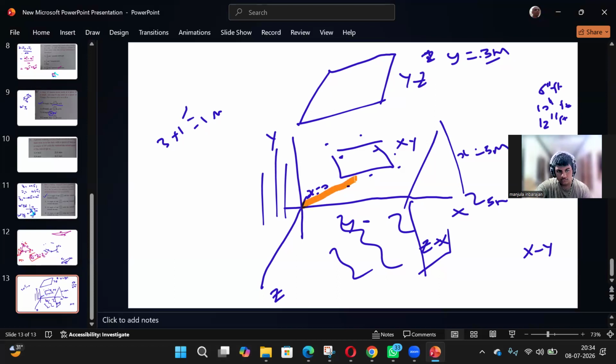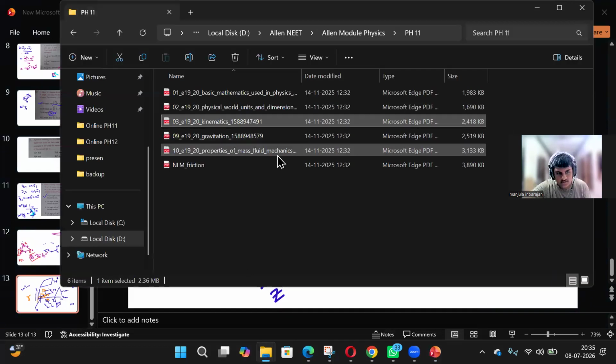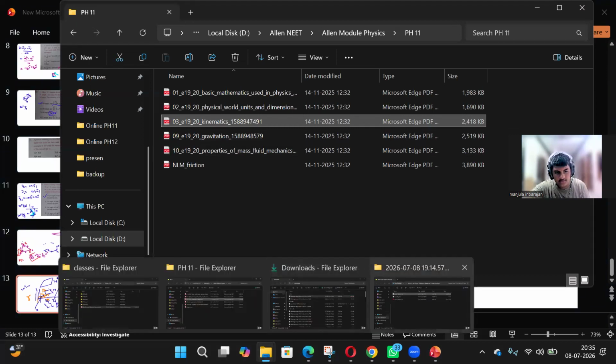which is not in the yz plane, but is making some angle alpha with the x-axis, with the y-axis it is making beta, and with the z-axis it's making gamma. Then the x component of this vector is a cos alpha, the y component is a cos beta, not sine and all, and the z component is a cos gamma. This way we have to resolve vectors in 3D. So this is vector representation in 3D.